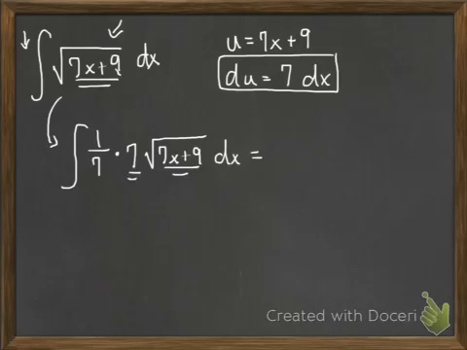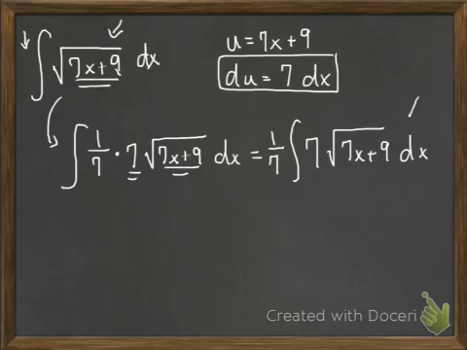So if we pull out the 1/7, since it's a scalar, it can be pulled out of the indefinite integral. So if we pull out the 1/7, we would have 7 here and the square root of 7x plus 9 dx. Now this problem looks a lot easier to work with since we have both the u, which is here, and the du, which is these two here, the 7 and the dx. So we have both our u and du.